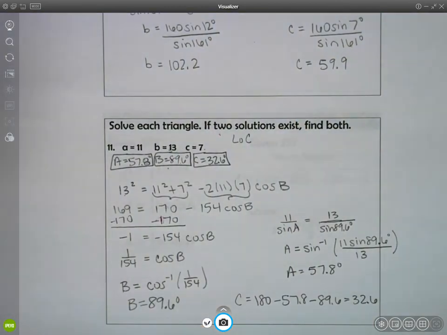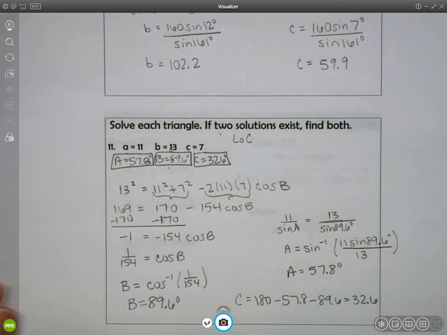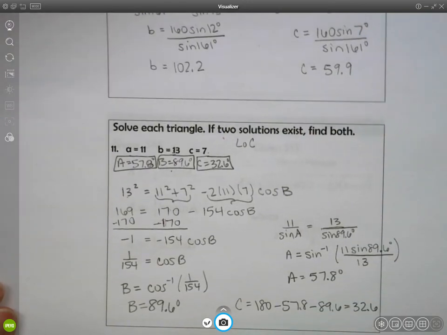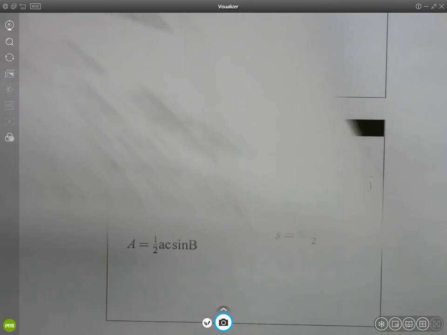Alright, so if I was a betting person, I would bet that the next one's going to have two triangles because nothing has yet. Let's see if I'm right.